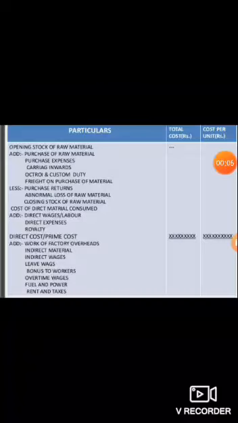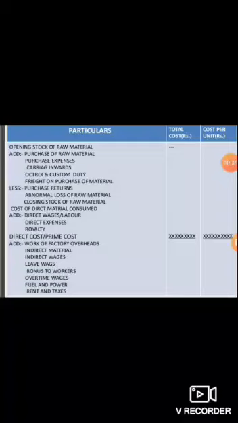The topic is the proforma of a cost sheet. Here the proforma is divided into columns: particulars, total cost, and cost per unit. The cost sheet will open with the opening stock of raw materials.